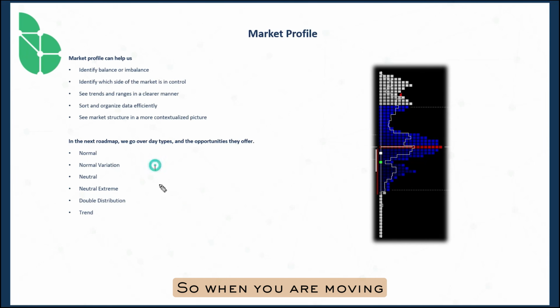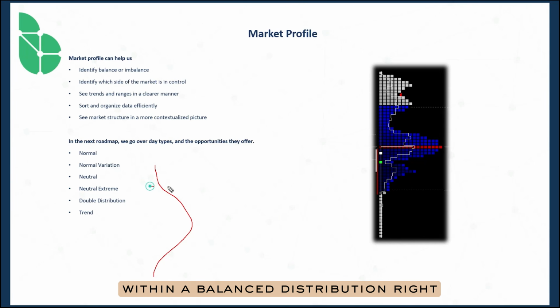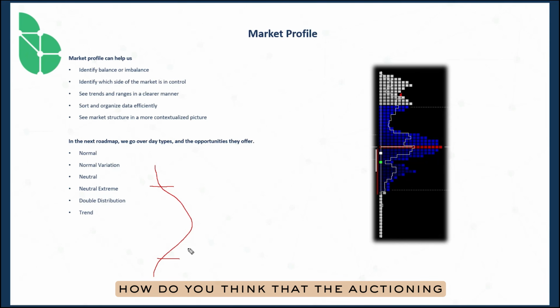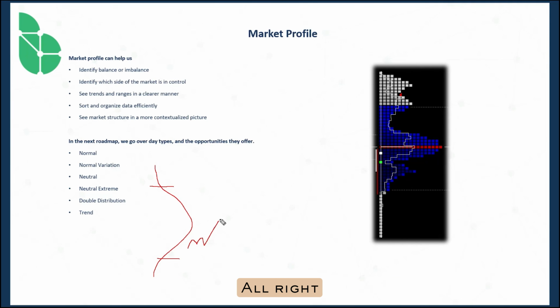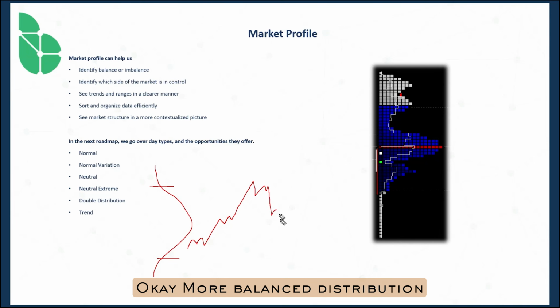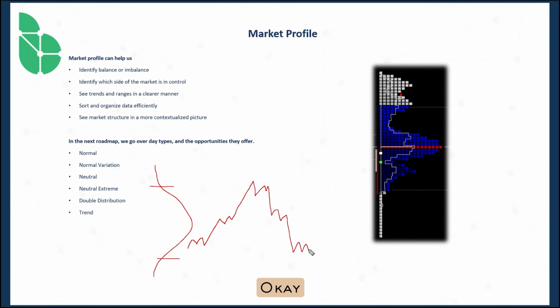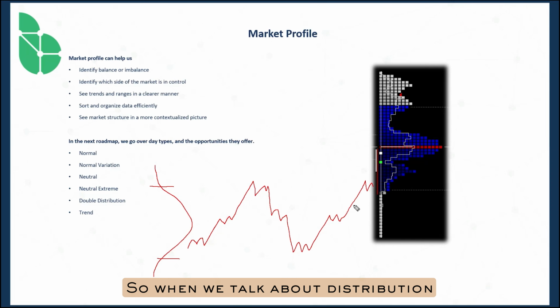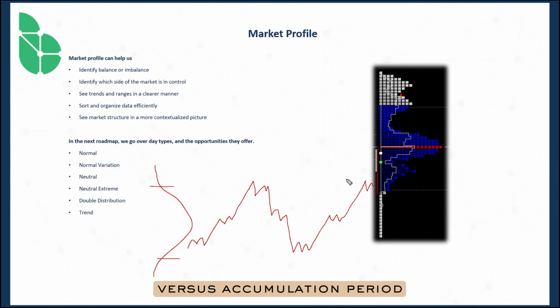So when you are moving within a balanced distribution, all right, when price is accepted within norms, within fair value, how do you think that the auctioning will look? All right, it might look something like this. Okay, more balanced distribution. Okay, this can also be distributions as a whole. So when we talk about distribution, so distribution period versus accumulation period. So at the bottom, this might look like an accumulation period.